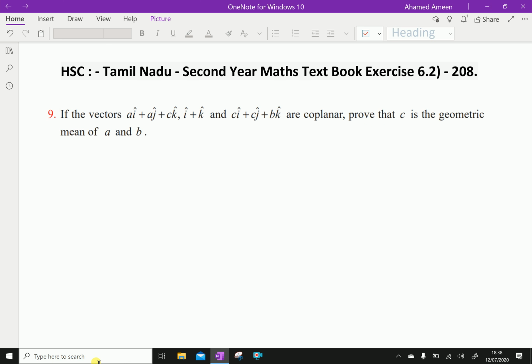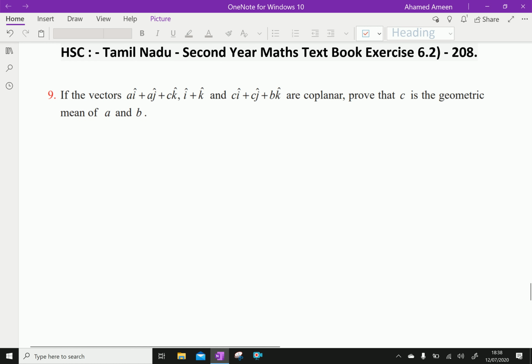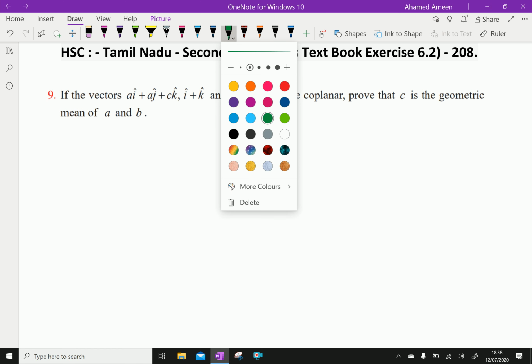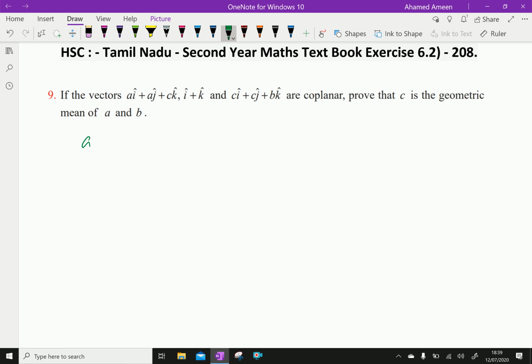Now, let vector a equal ai + aj + ck. Vector b equal to i + 0j + k. And vector c is ci + cj + bk.